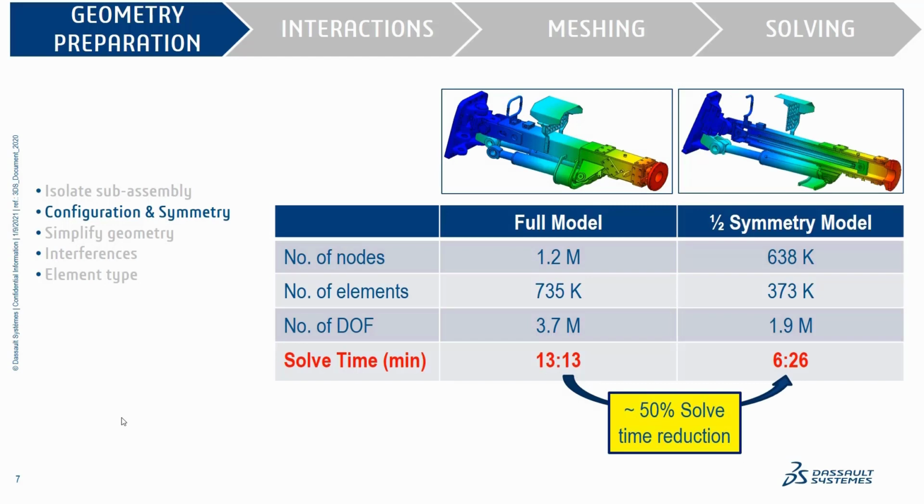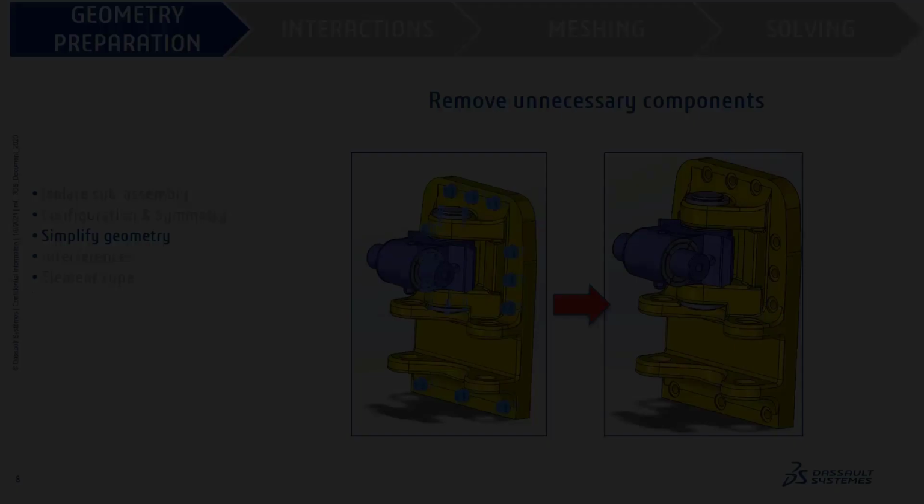It can dramatically reduce the model size and therefore speeds up solve time. By applying symmetry to our Resin tractor case study, I reduced the number of nodes by half. As a result, the solve time was reduced by over 50%, from 13 to 6 minutes.